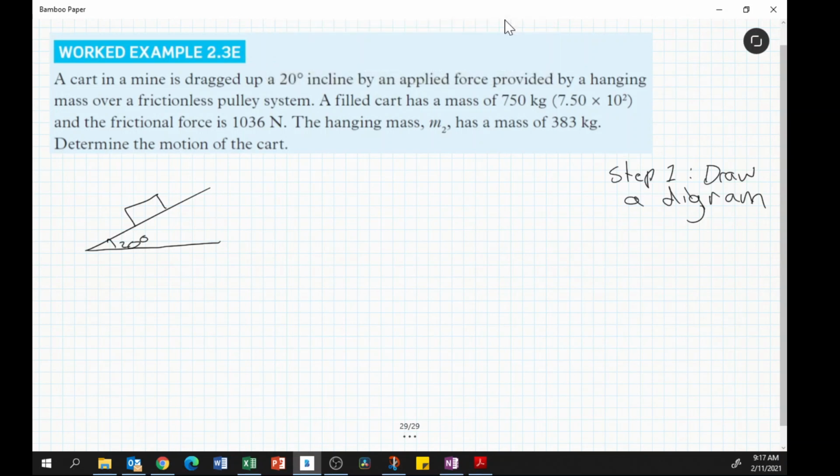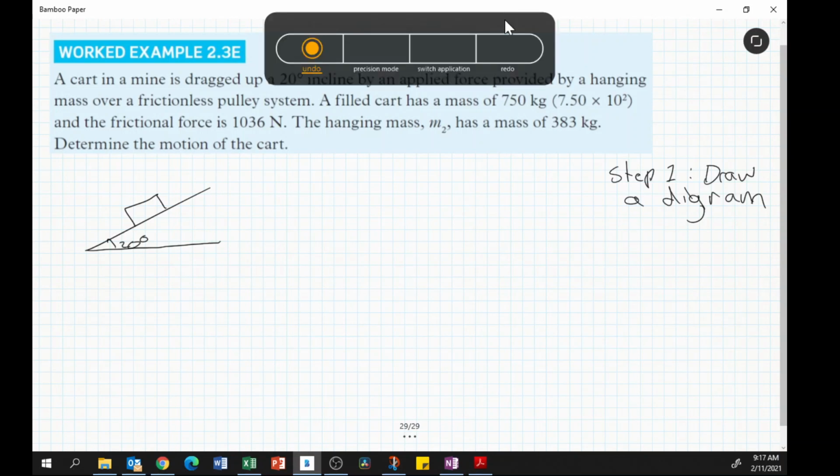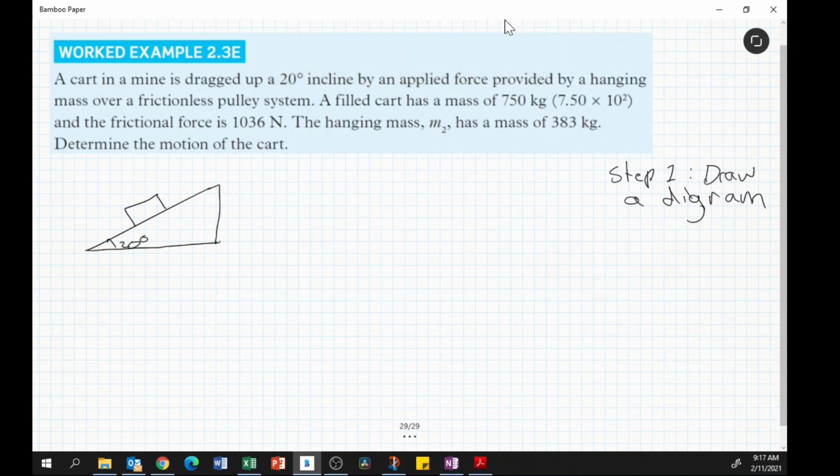By an applied force provided by a hanging mass over a frictionless pulley system. So what that means is there's some mass hanging. This is the mass in the hole sort of problem. There's some pulley at the end here. There's an applied force here, Fa, and that is connected to a hanging mass.